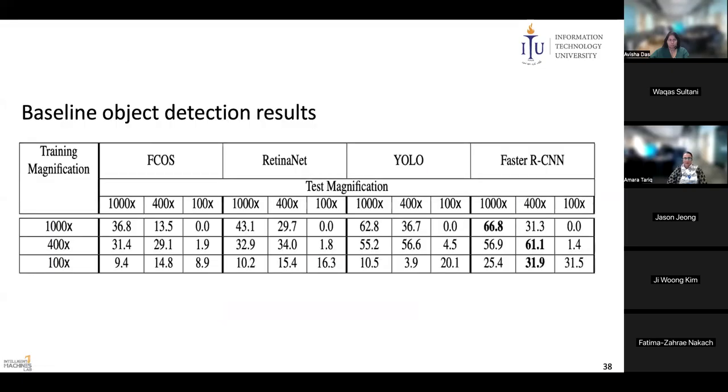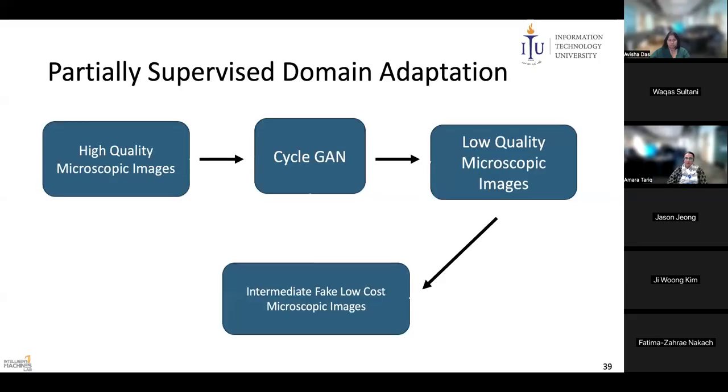So we actually wanted to train the classifier on the high quality microscope and test on the low quality microscope. This means that this is a problem of domain adaptation. So we have the high quality microscope images and the low quality microscope images, and we train a cycle GAN, and from the high quality images we generate intermediate fake low quality images. So we converted high quality images to low quality microscopic images.